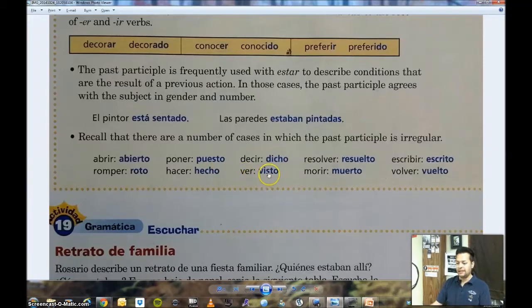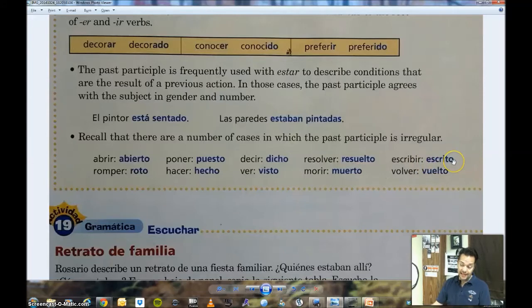Ver. Veído? Nope. Visto. Visto. Resolver. Look at this one. Resolvido? Resuelto. Resuelto. Morir, does that change into morido? No way. Muerto. Muerto.